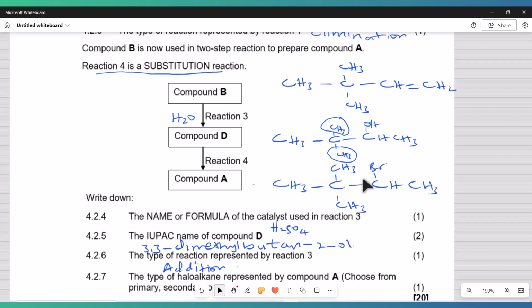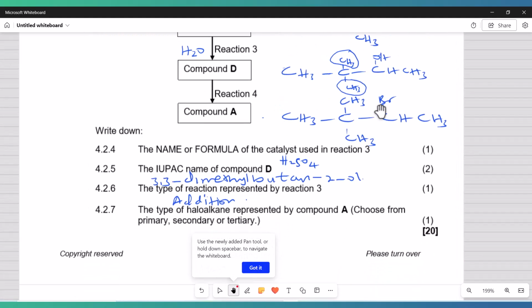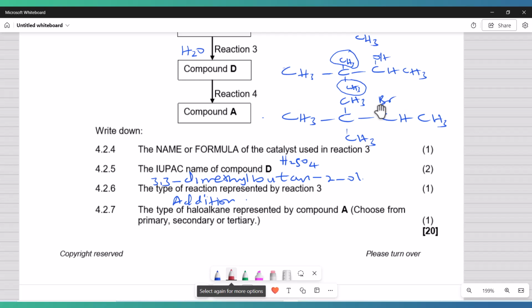Now, as you saw here, the bromo, which is the halogen, is bonded to this carbon atom, which in turn is bonded to two other carbon atoms. Let me put them in green: this one here, and this one here. Because they are two, it becomes a secondary alkane. Hope we are together.